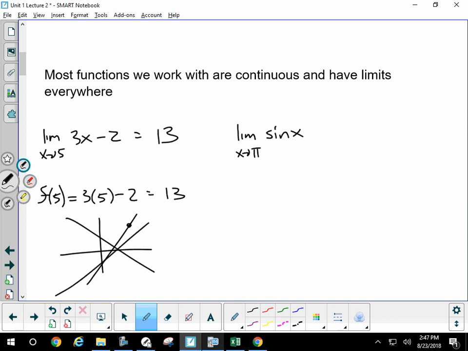Same with the graph of sine. Sine of x exists for any value, and to find its limit, we just need to plug in pi or whatever value we want into sine. And boom. So most functions we work with are continuous. They have limits everywhere, and the limits equal the function values. Fantastic.